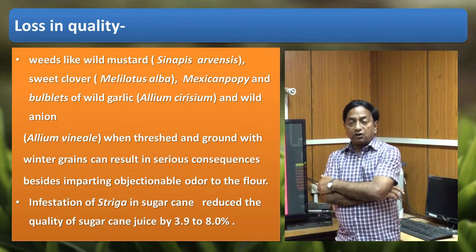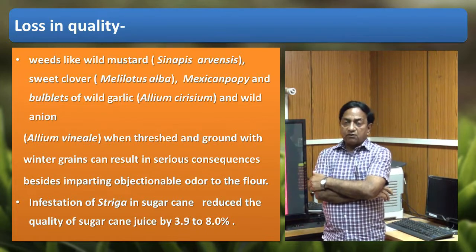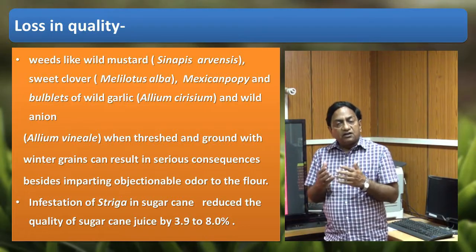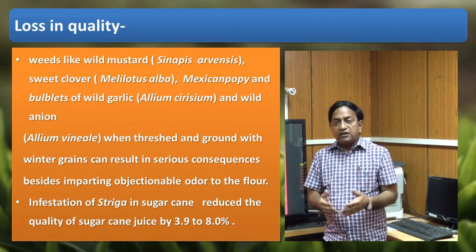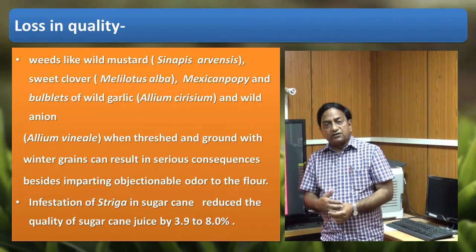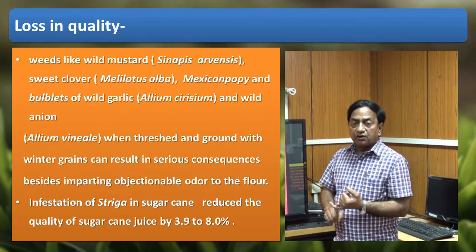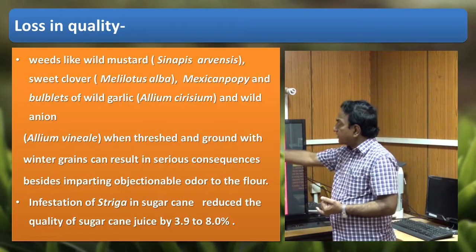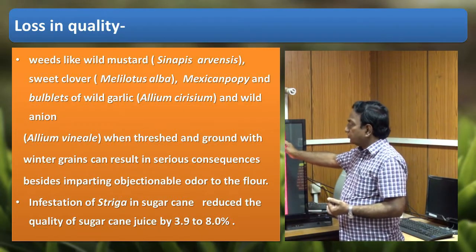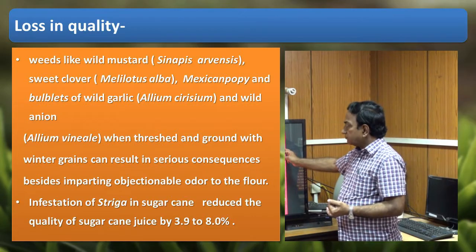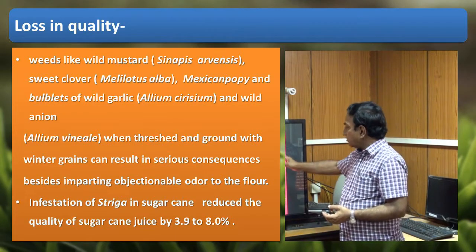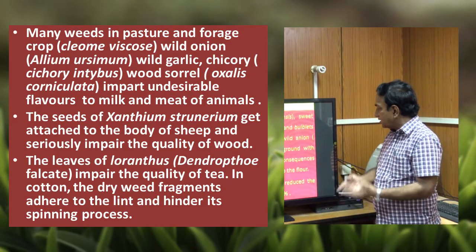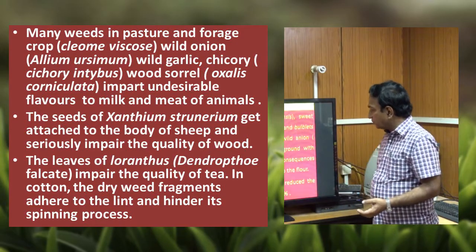Then there is loss in quality: not only is production lost, but also quality. Once any other crop seed is mixed with the wheat seed, it is rejected by the farmer. Even it is not certified by the seed certification agency. So the quality of seed is also important so far as weed management is concerned. Weeds like wild mustard, Sinapis arvensis, sweet clover, Mexican poppy, and bulblets of wild garlic and wild onion, when threshed and ground with winter grain, can result in serious consequences besides imparting an objectionable odor to the flour.